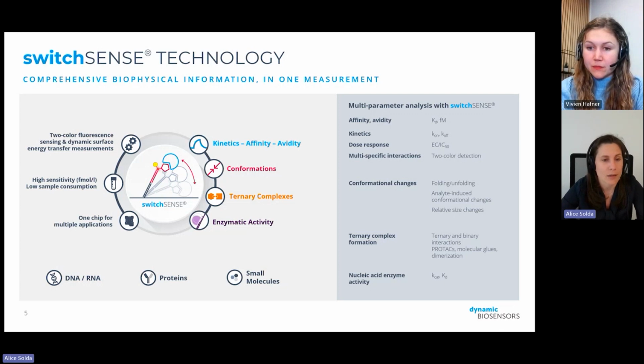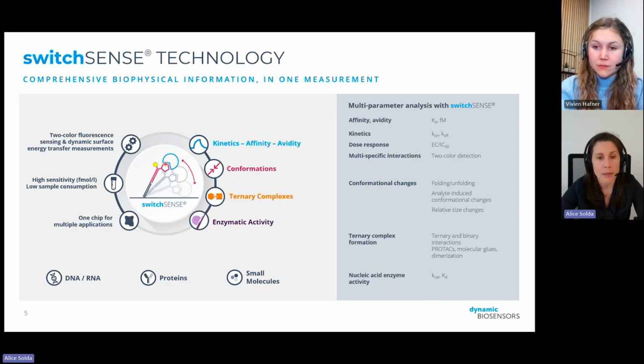Another big advantage of having an optical detection is that we can have two dyes, and this allows us to study multivalent interactions, such as bivalent antibodies, but also PROTACs, for example, and ternary complexes. So this is the pool of information that you can get out of switchSENSE: kinetics, affinity, and especially avidity, conformational change, ternary complexes, and enzymatic activity.